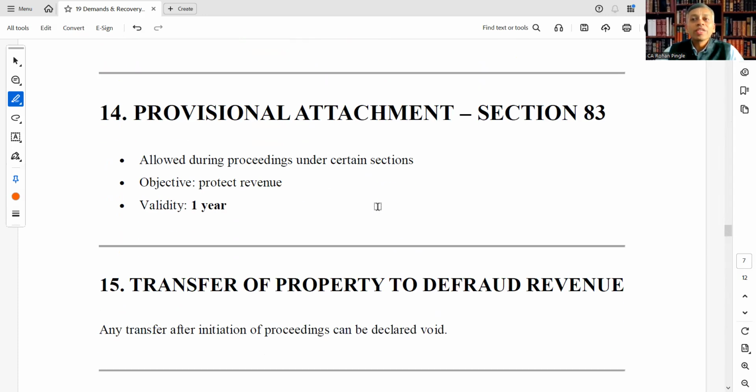Next, provisional attachment. Section 83 deals with what? Provisional attachment. It is allowed during proceedings under certain sections. Objective is to protect the revenue, and validity is what? 1 year. Provisional attachment, section 83 deals with that, and it is allowed during proceedings under certain sections. Objective is to protect the revenue and validity of provisional attachment is 1 year.